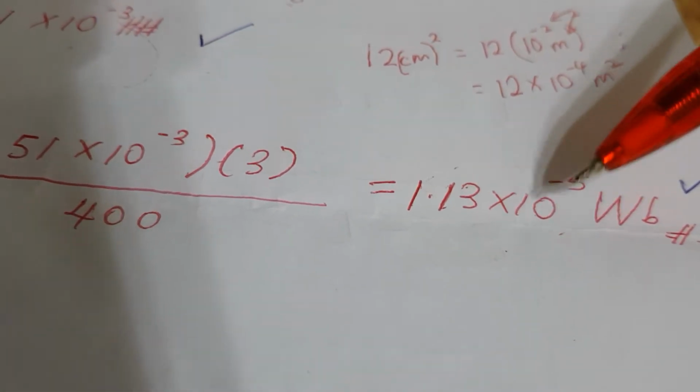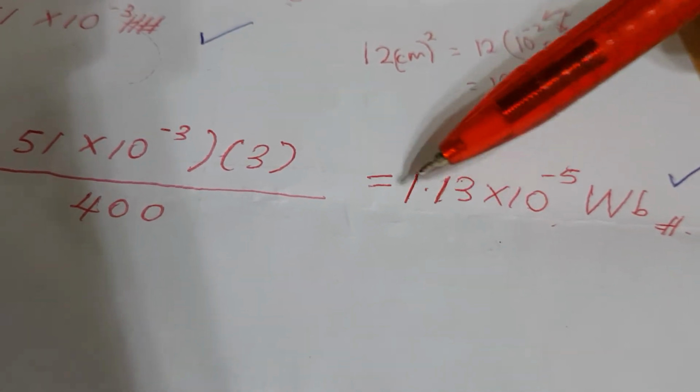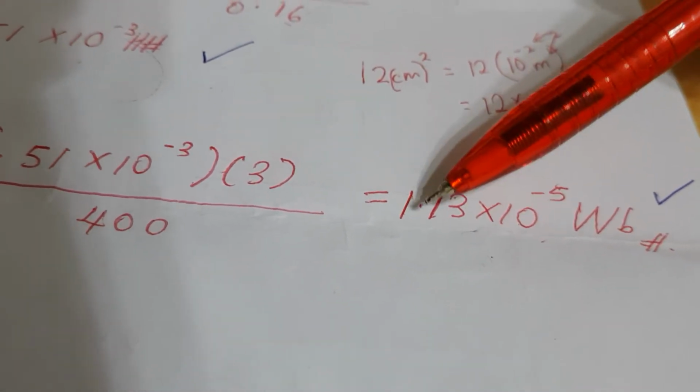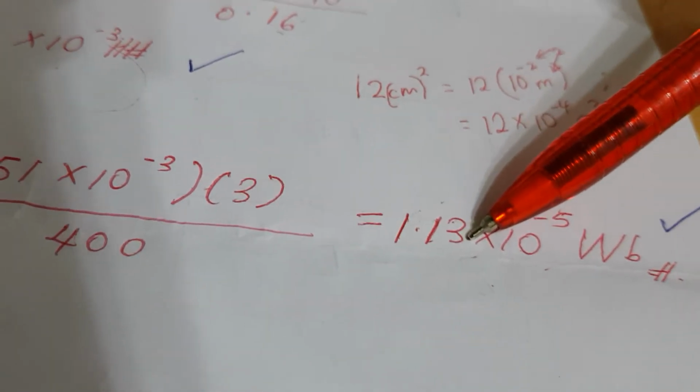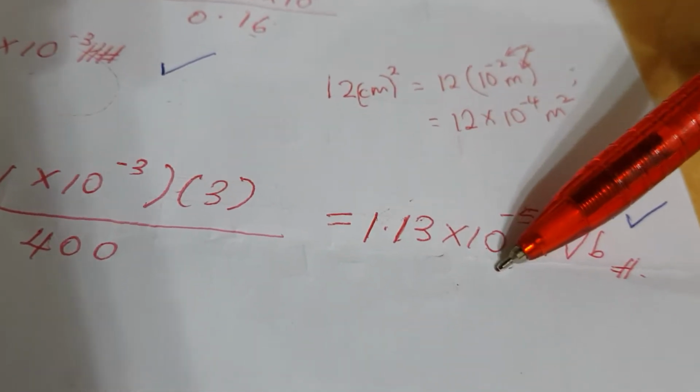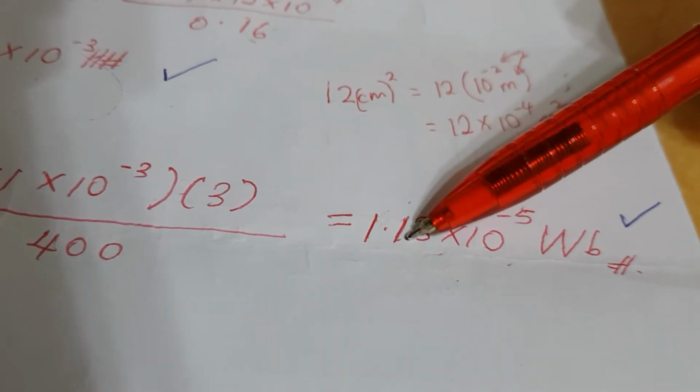1.1 times 10 to the power negative 5. Or you may answer 1.13. But you cannot answer just as 1. 1.0 is not accepted. Okay, 1.0 is considered 2SF. 2SF is supposed to be 1.1 only.